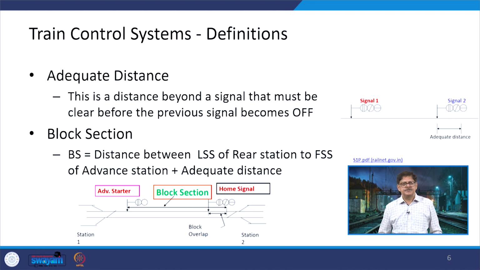Now, some definitions here. The very first one is an adequate distance. This adequate distance is a distance beyond a signal that must be clear before the previous signal becomes off. So, you have a signal here.